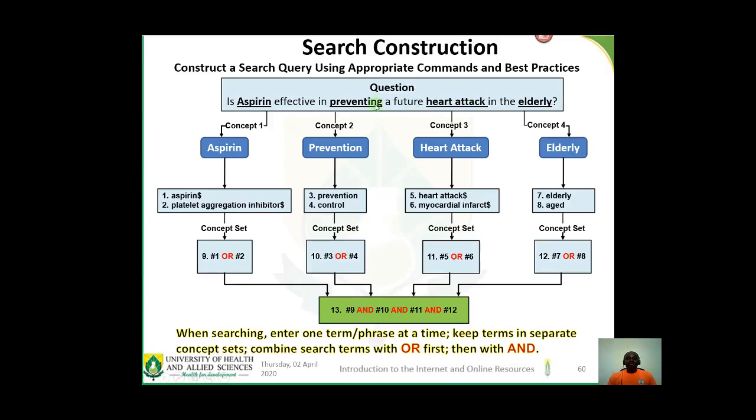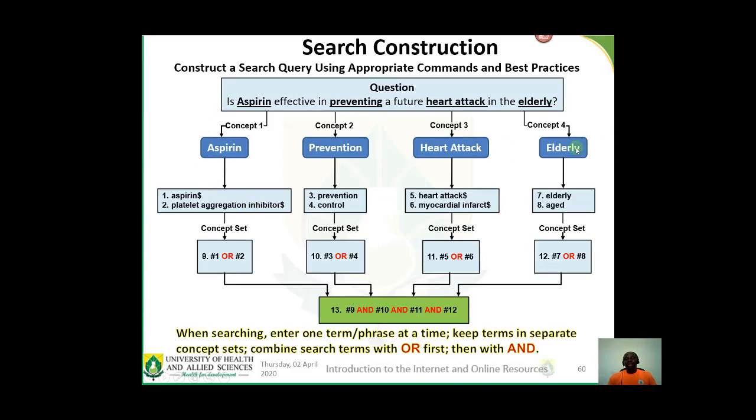Now, if you watch, the main concepts that you can identify in this question, or the noun phrases, are aspirin. Preventing here can stand for prevention. A heart attack stands out. The elderly. These are the main concepts, about 4 of them. So our concept 1 is aspirin. Concept 2, prevention. Concept 3, heart attack.